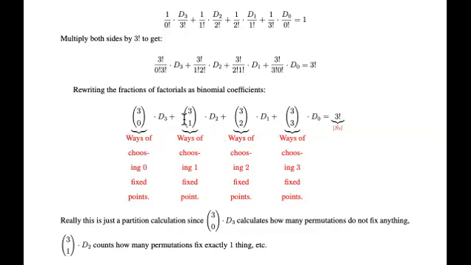What we end up getting is we end up partitioning all the permutations of size 3 into clumps. So really, each clump is things that have no fixed points, things that have 1 fixed point, things that have 2 fixed points, things that have 3 fixed points. And that sums to there. So that's just another way of looking at it.